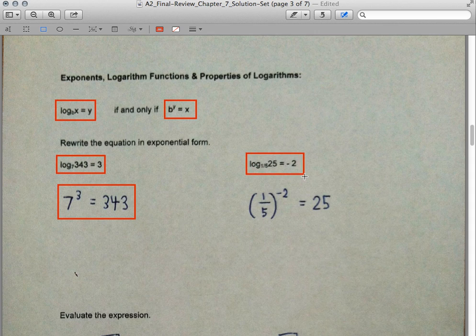Again, we see here log base 1/5 of 25 equals -2. In exponential form, that is our base 1/5 to the power of -2 being equal to 25. And that is correct. We would take the reciprocal of the base when being raised to a negative exponent. So the reciprocal of 1/5 is 5/1 to the positive version of the exponent. So 5 squared would then equal 25.